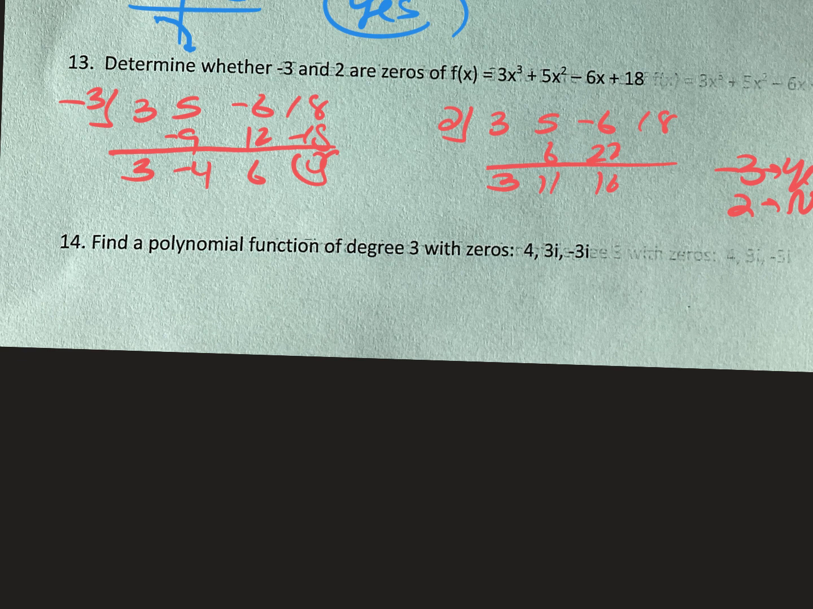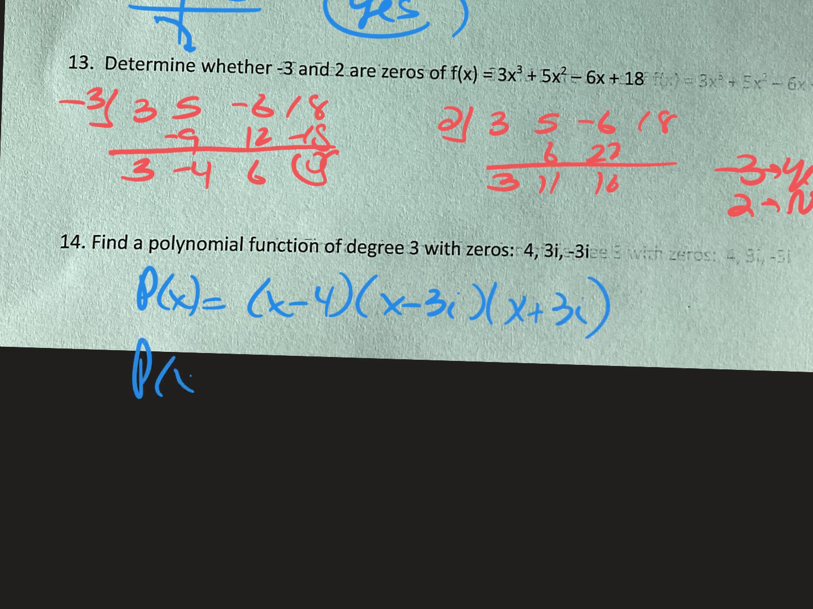And the last one, 14. Find a polynomial of degree 3 with those zeros. So 4 is a zero because it came from here. It comes from, remember, the opposite of what's inside. 3i, the opposite of what's inside. Negative 3i, the opposite of what's inside. So your job is to multiply all that out. Let's leave the x minus 4 to the last thing.